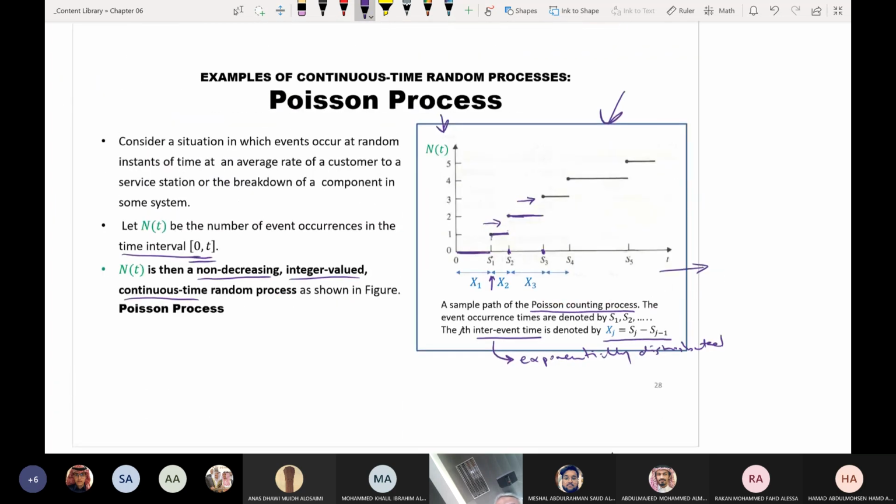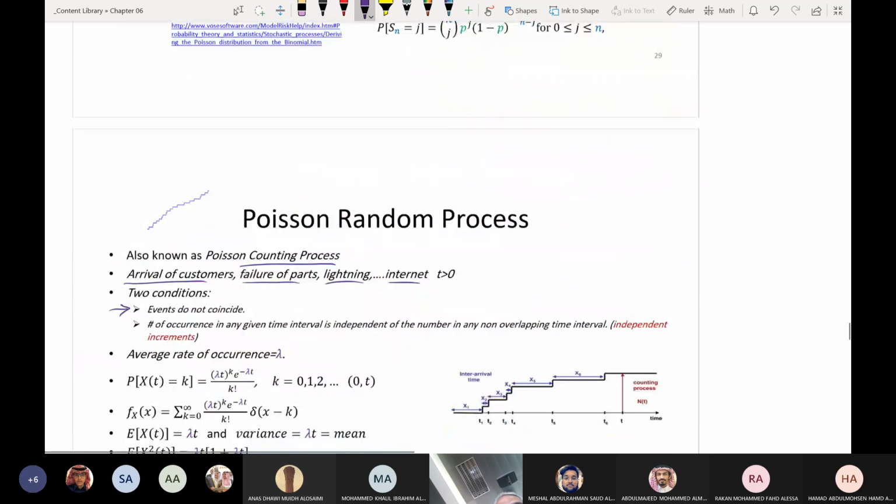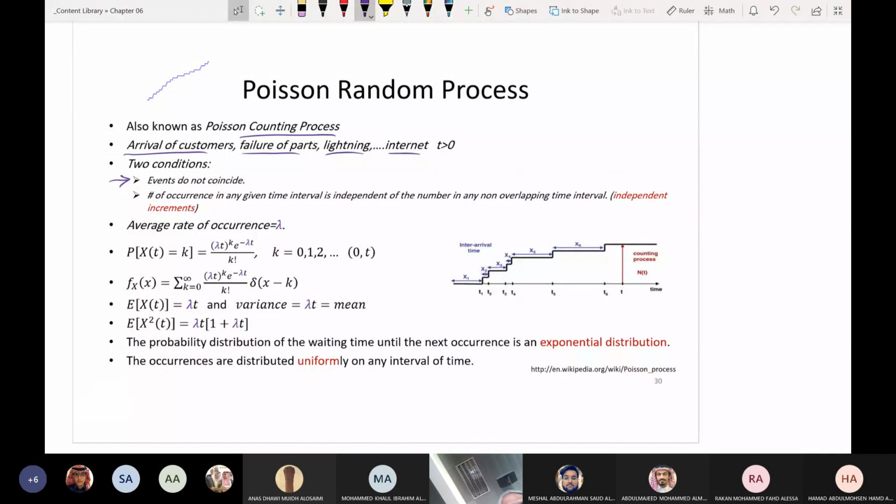So here, we don't assume, or it cannot happen, that at this very specific time, S1, you have two events arriving. Basically, the probability of this to happen is 0. You cannot have two arrivals at this S2. You might have an arrival at S5 and another arrival just after a fraction of a second, but at the same time, no. So arrival times do not coincide. This is the first condition.